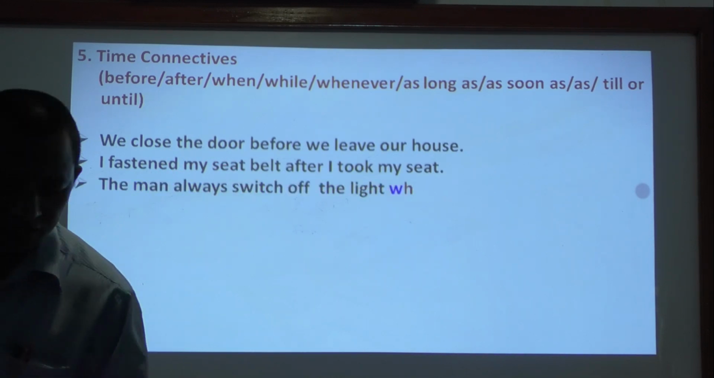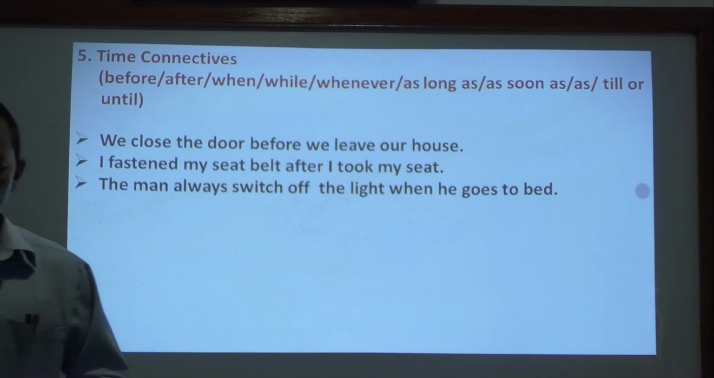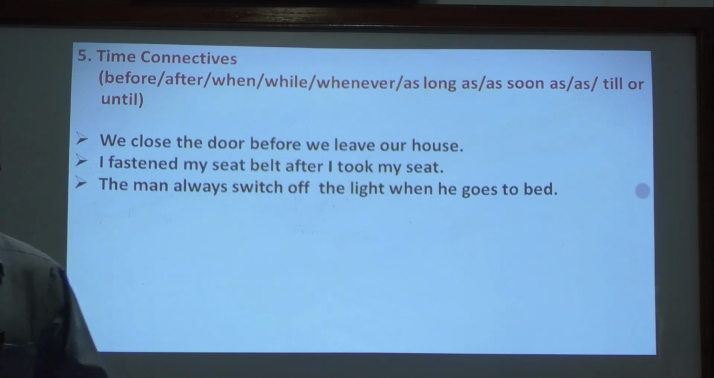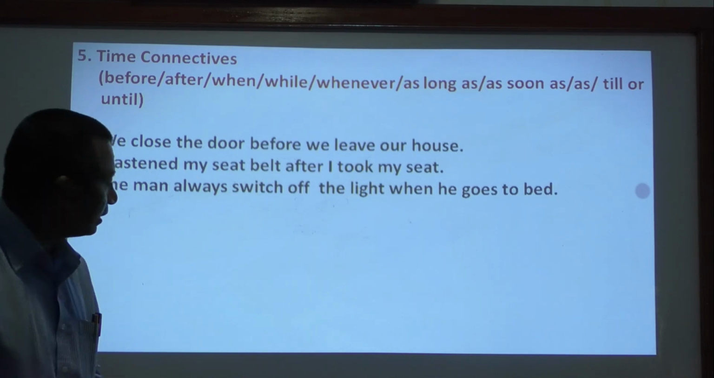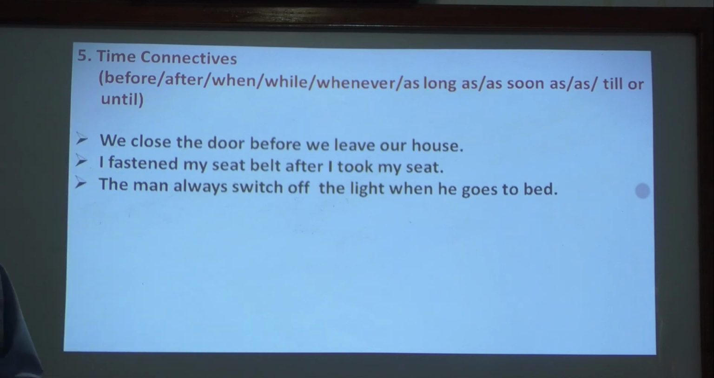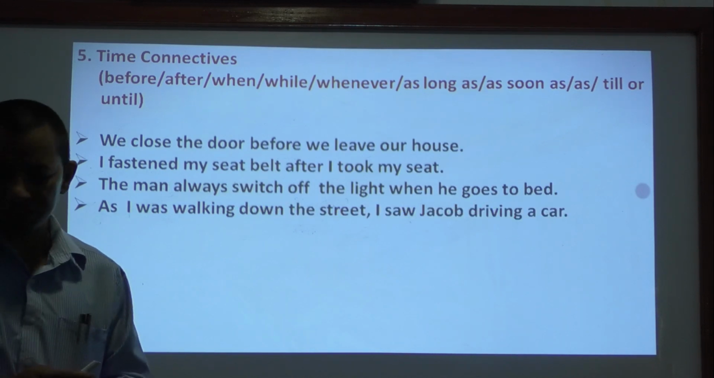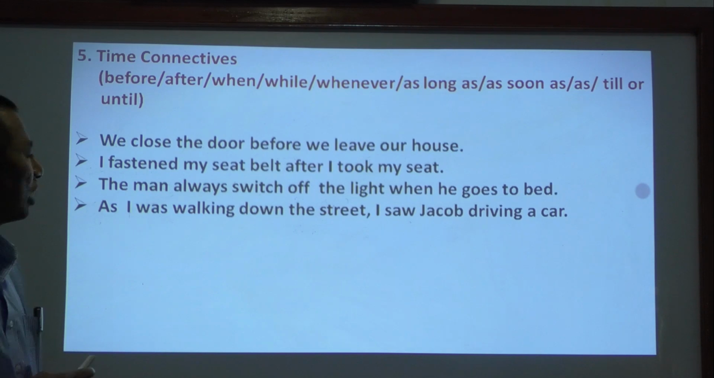Another: the man always switches off the light when he goes to bed. Dear students, do you switch off the light when you go to your bed? So the man always does so. As I was walking down the street, I saw Jacob driving a car. As I was walking down the street, I saw Jacob driving a car.